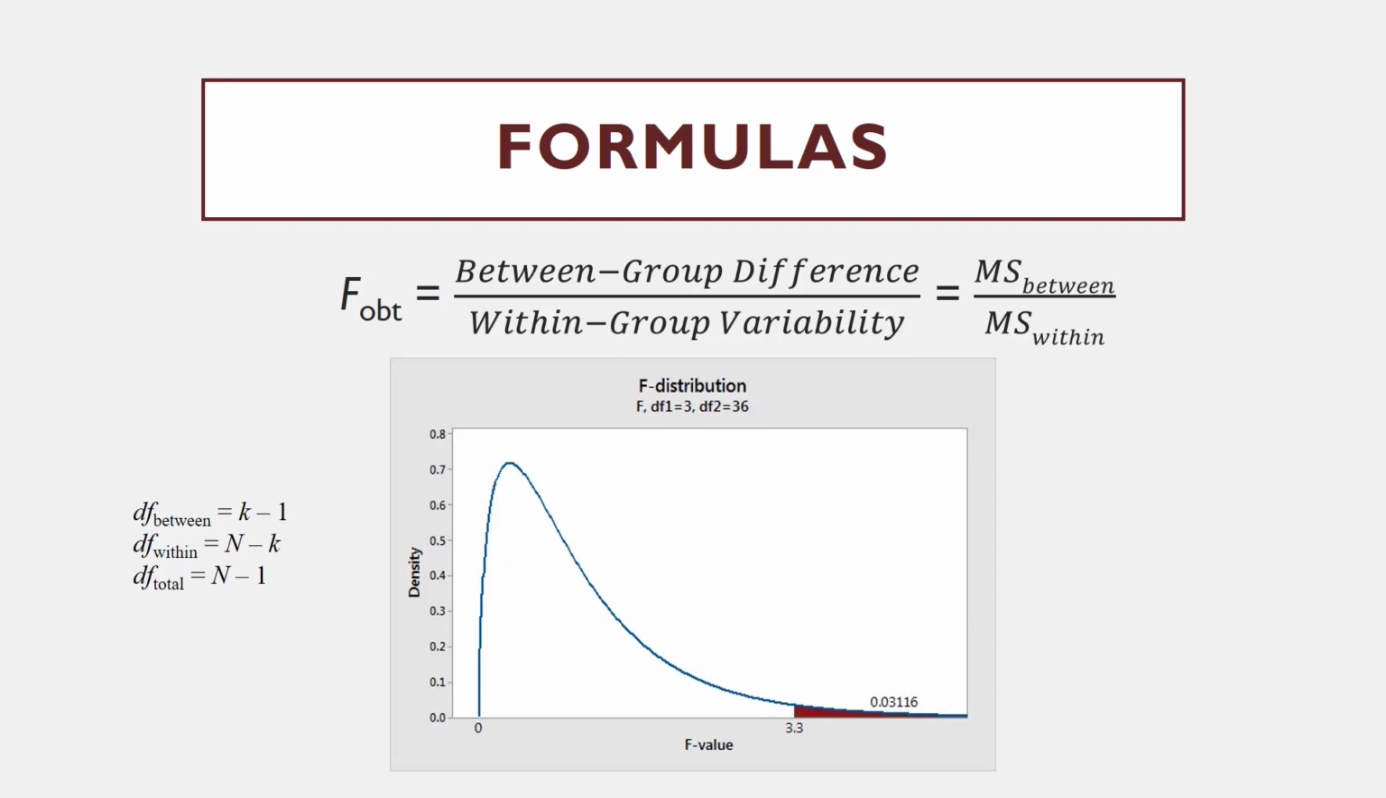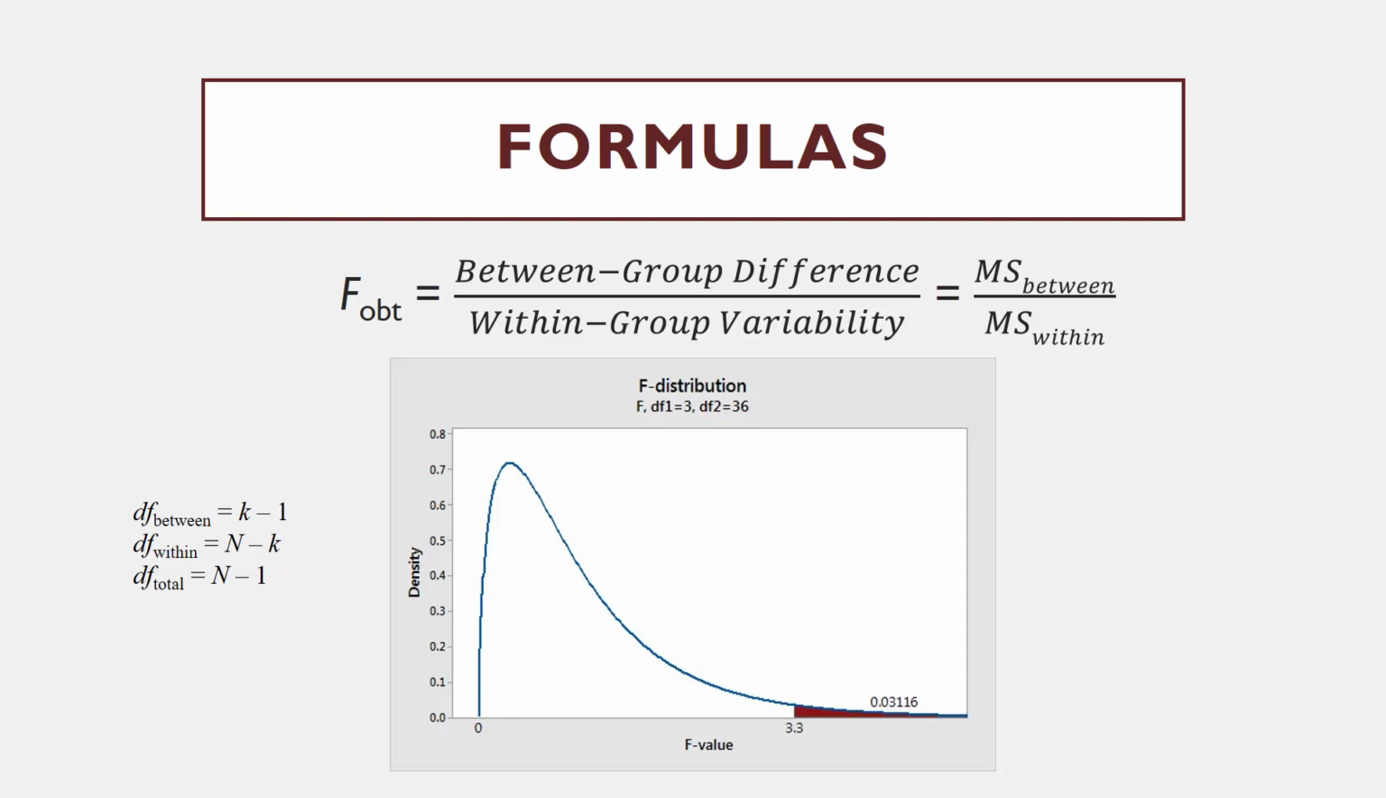For the degrees of freedom, the degrees of freedom between, which in the table here is marked as degrees of freedom 1, or sometimes you'll also see this as degrees of freedom effect, is k minus 1. So that's the number of groups minus 1. Degrees of freedom within, sometimes you'll see it as degrees of freedom error, is n minus k. And then the total degrees of freedom is the total number of people minus 1, so n minus 1.